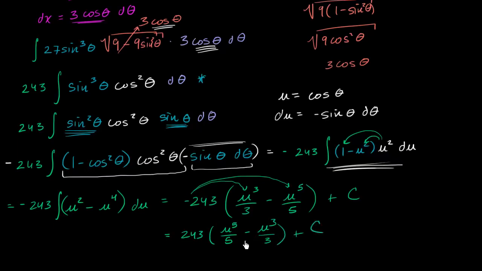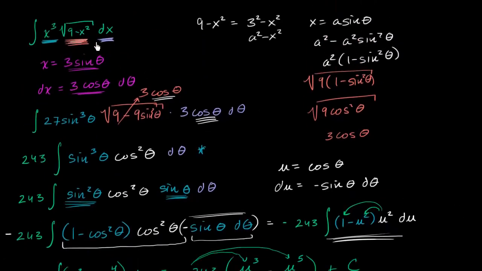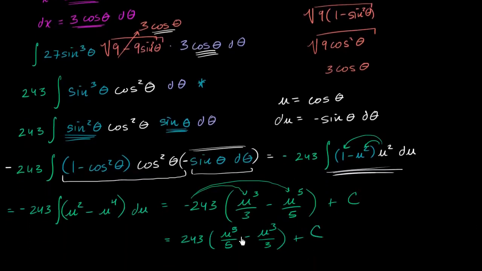And you might say, wow, finally, we're done. But we aren't done. We have everything in terms of u while our original integral was in terms of x. So in the next video, we're going to unwind all this substitution. We're going to take this expression and write it in terms of x. We're going to have to go from u to theta to x because we've done two rounds of substitutions.